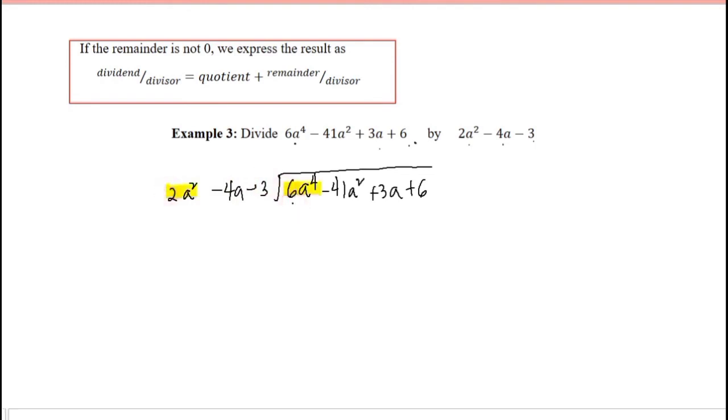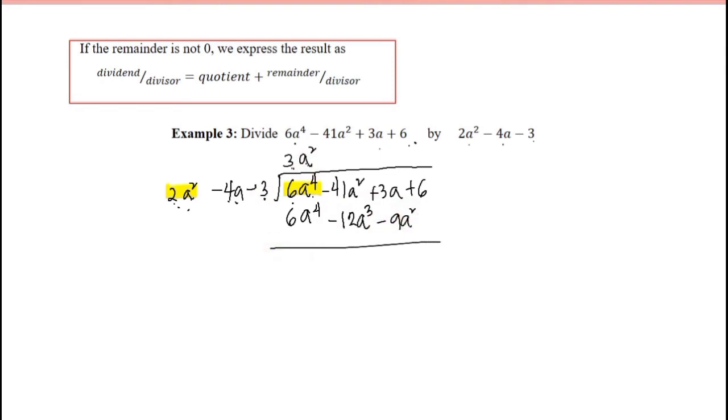So we have to divide the first term with the first term. And we have here 6 divided by 2 is 3. A to the 4th divided by a squared is a squared. And then multiply this sa tatlong to. So, 3a squared times 2 is 6a to the 4th. 3a squared times negative 4a is negative 12a cubed. And we have 3a squared times negative 3, that's negative 9a squared. So next thing that we are going to do is to change the sign. So the negative would be positive and the positive would be negative, and then let's proceed to addition.